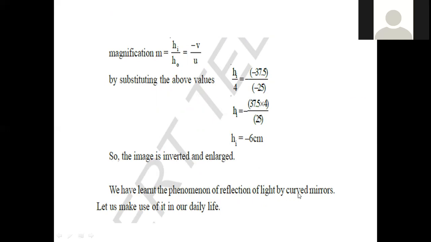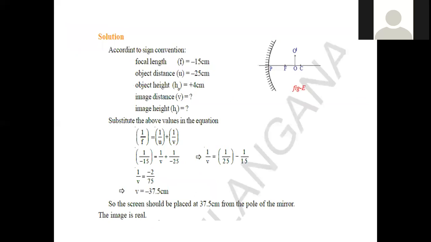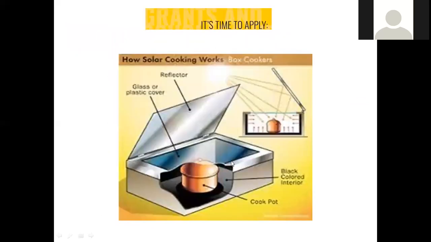We have learned the phenomenon of reflection of light by curved mirrors. Let us bring it into our daily life. By using these curved mirrors, this concave mirror can be used in our daily life. This is a concave mirror. So we solved the problem now. What are we going to do? We are going to apply it to a daily life application. How can we apply it? We are going to construct a solar cooker. Okay, let us see how it will be constructed.